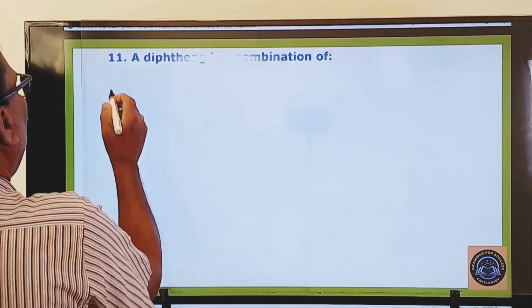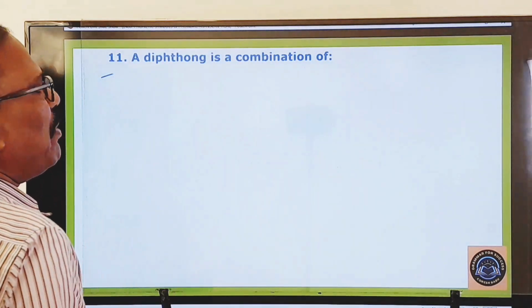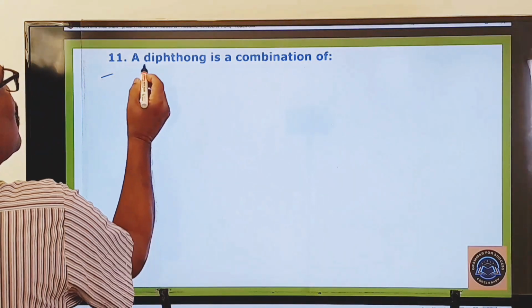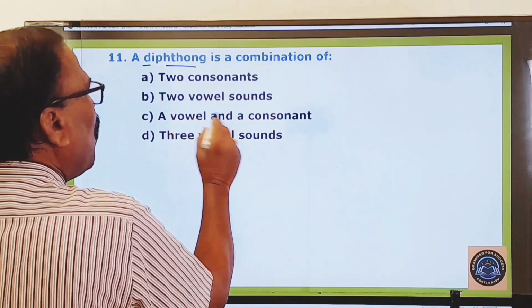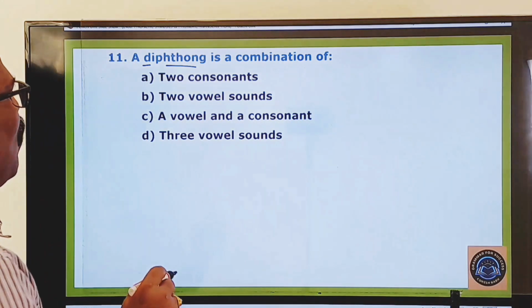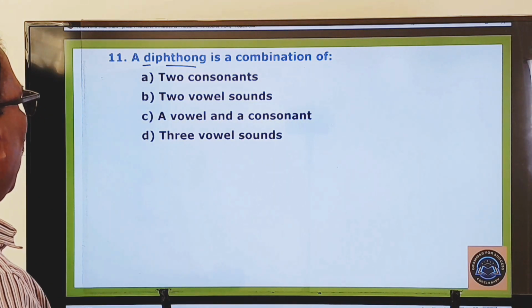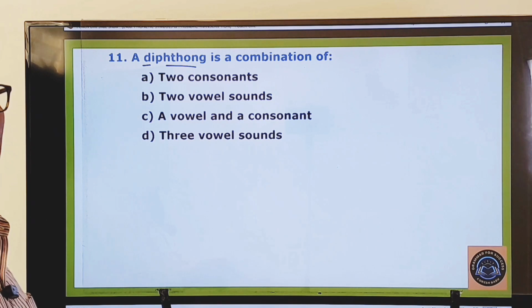Now let's move on to the 11th one. A diphthong is a combination of... Di means two. Two consonants, two vowel sounds, a vowel and a consonant, three vowel sounds. These are the options and you can choose the right one.